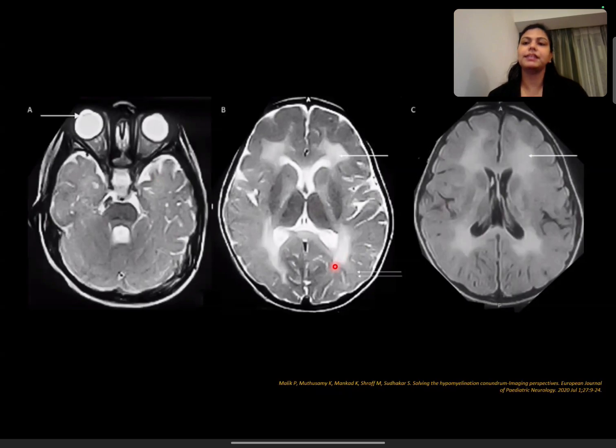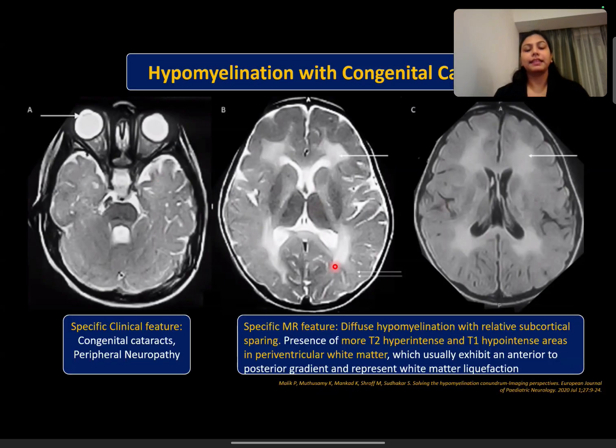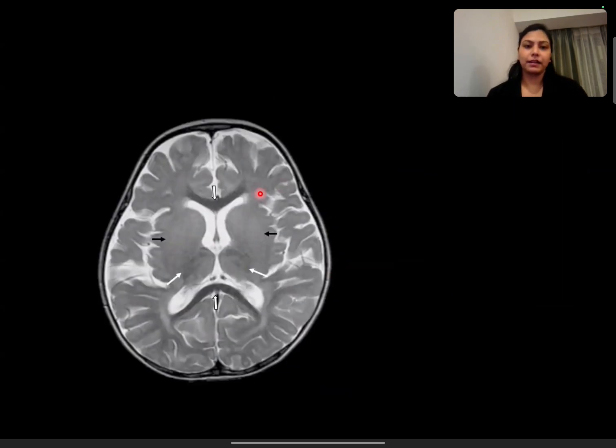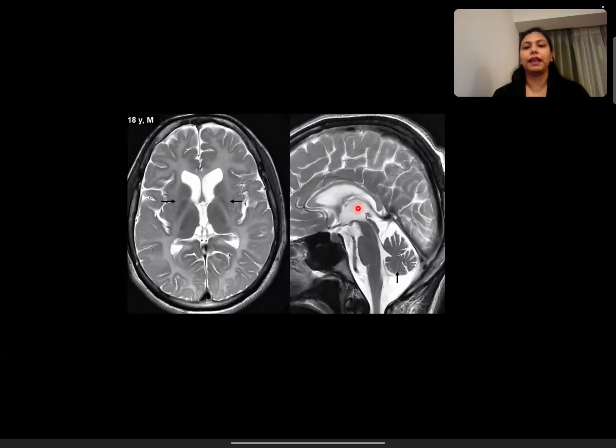as the name suggests, yes, hypomyelination with congenital cataract. Then this is a case which you should remember, this pattern you should remember. So it is a secondary hypomyelinating leukodystrophy where we have diffuse hypomyelination but hyperintense basal ganglia and preserved corpus callosum. So this is a case of, yes, very good. So infantile onset GM1, GM2 gangliosidosis.